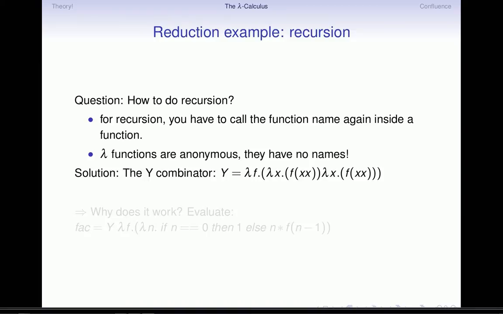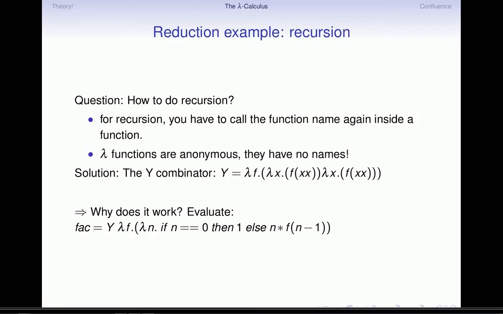The Y combinator is just Y, a shortcut for the following rather lengthy lambda term: lambda f goes to lambda x goes to f x x applied to lambda x. f x x. So why does this work? Why is this the same as recursion? You can have a try. Try to evaluate the following function.